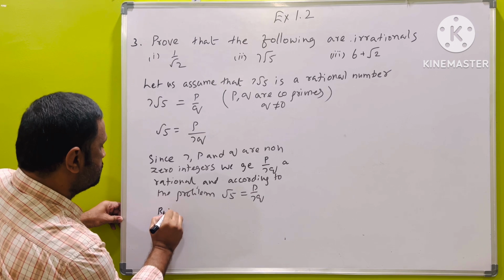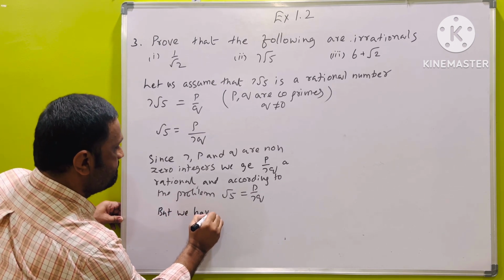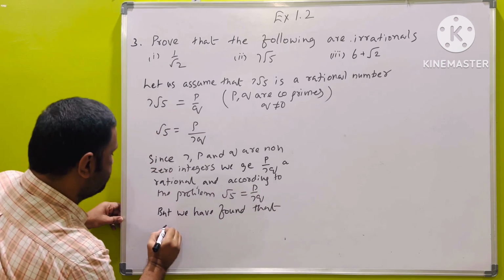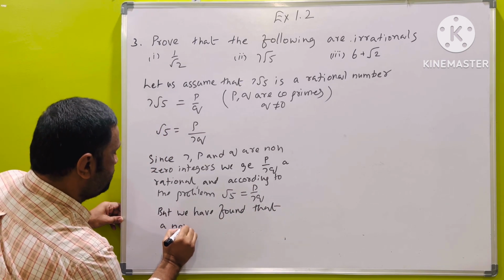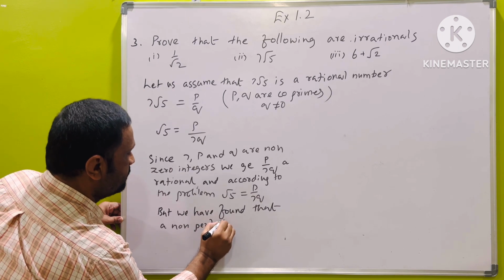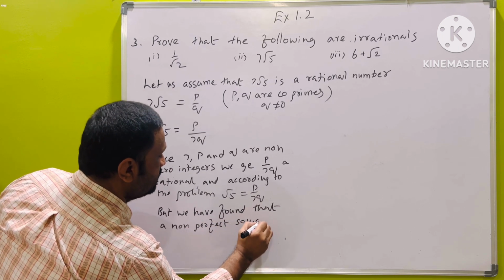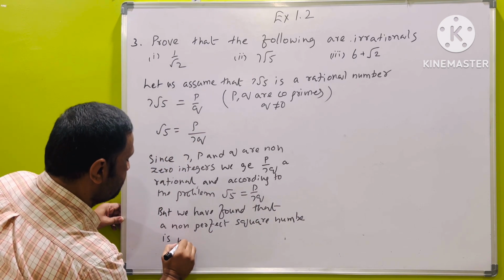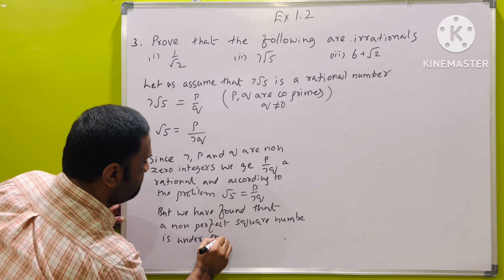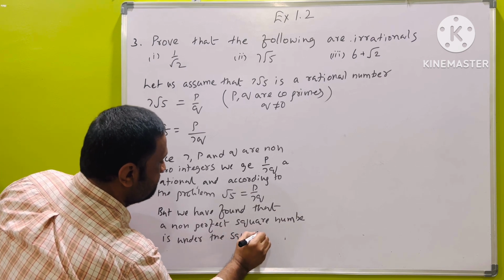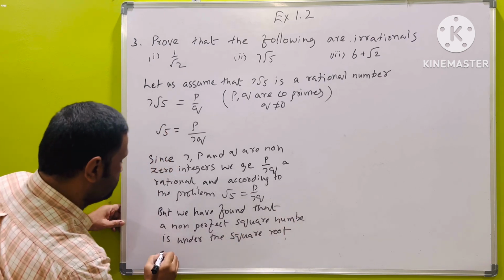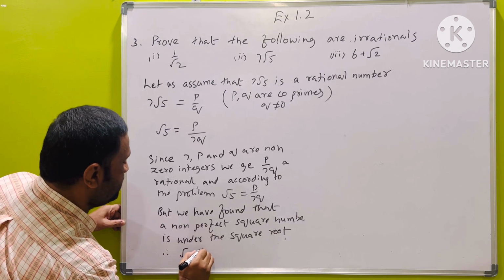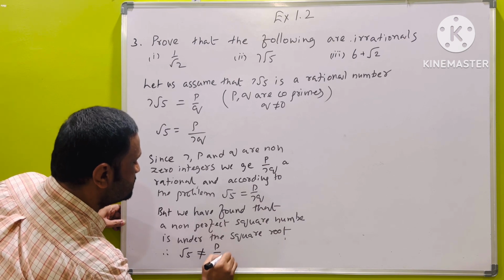But we have found that a non-perfect square number is under the square root. Therefore, root 5 cannot be equal to p by 7q.